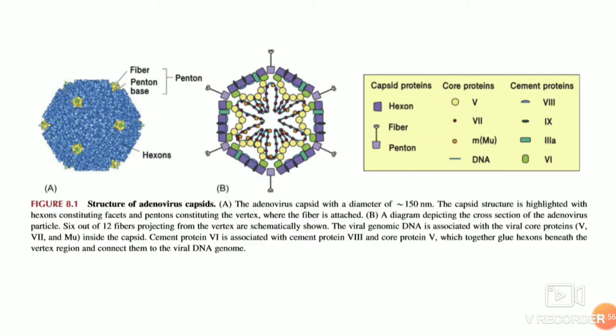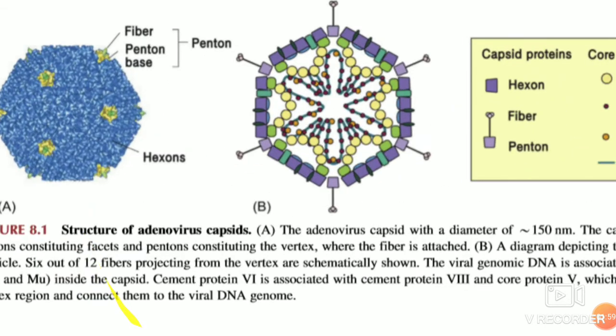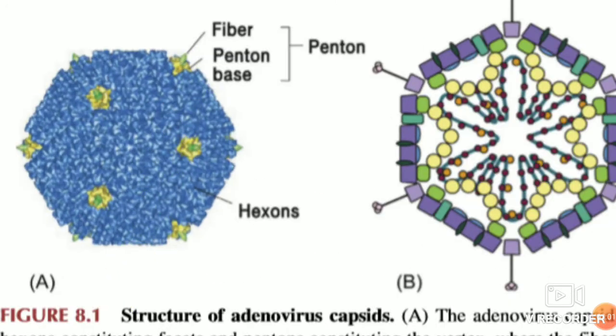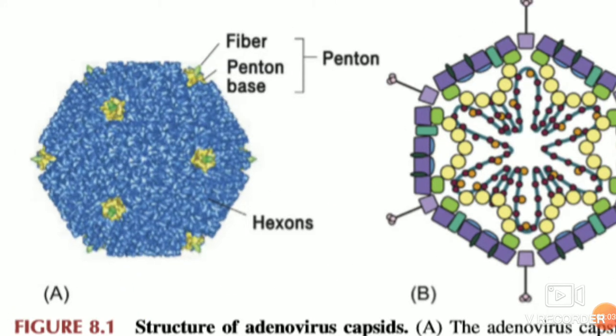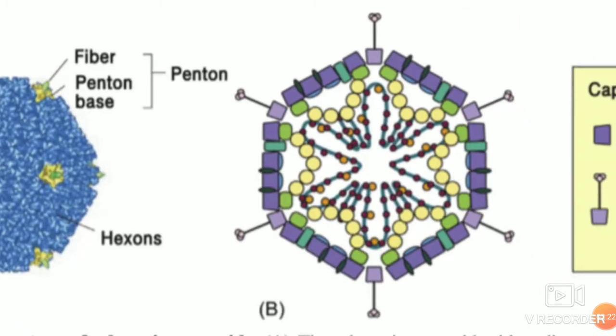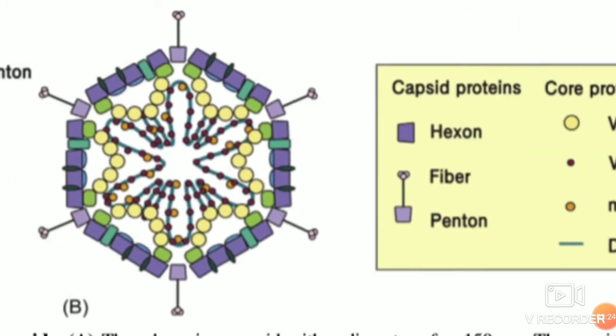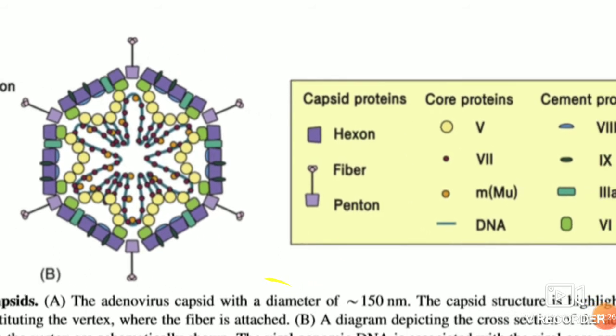Coming to the structure, you can see there are two types of structural arrangement of the structural proteins, in terms of hexons and pentons. To the pentons there is a fiber attached. It looks like a spherical capsid with 12 fibers projecting outwards. Here in a cross section you can see 6 fibers which are shown.